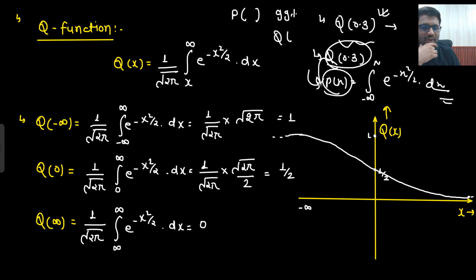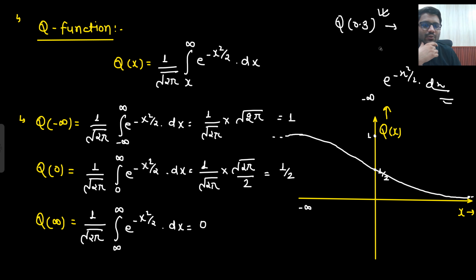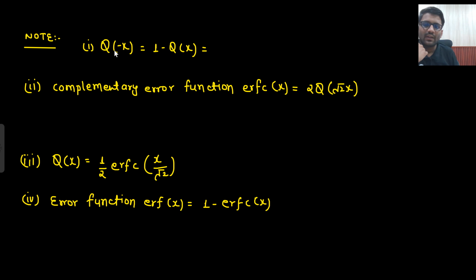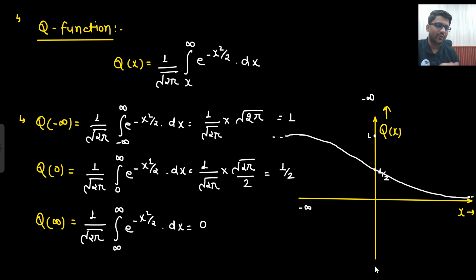Okay. So regarding that, we are going to see something now. First thing is that Q(x) plus Q(minus x) is always equal to 1. You can think about it. This is the graph of Q(x). Can you draw the graph of Q(minus x)? Yes, this will be the graph of Q(minus x).